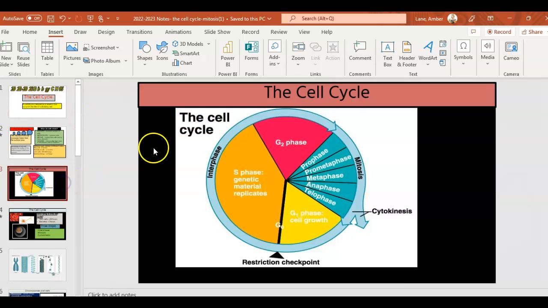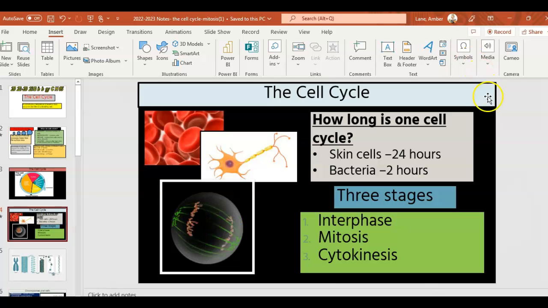Okay, so let's get back to the cell cycle. We've got interphase, we have mitosis and cytokinesis. How long is one cell cycle? Well, it all depends on what sort of cell we're talking about. Skin cells have a cell cycle of just 24 hours. Bacteria, 2 hours. And our three stages, interphase, mitosis, and cytokinesis.